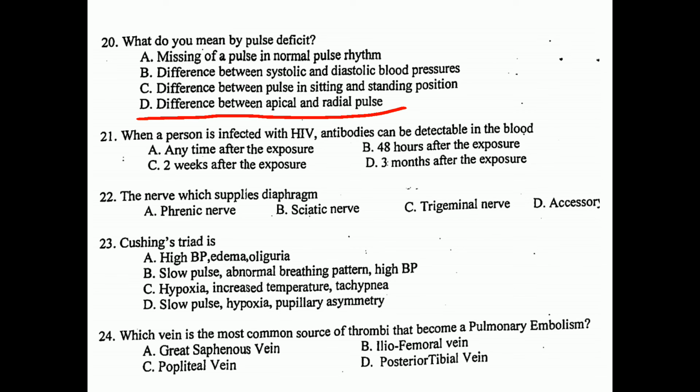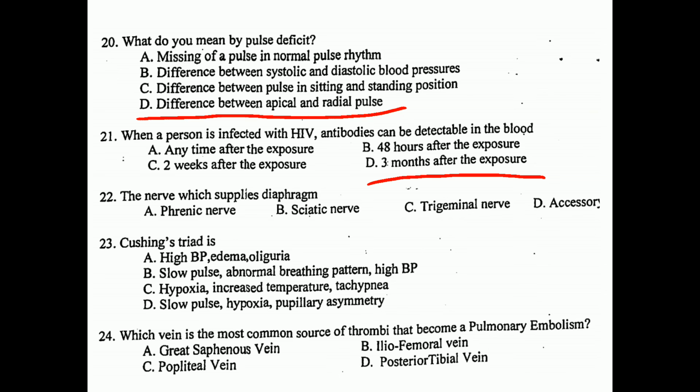Question number 21. When a person is infected with HIV, antibodies can be detectable in the blood. Options are at the time of exposure, 48 hours after the exposure, 2 weeks after the exposure, 3 months after the exposure. The correct answer is option D, that is 3 months after the exposure.